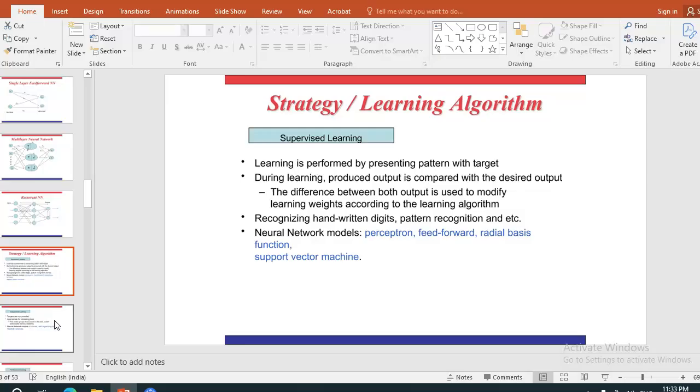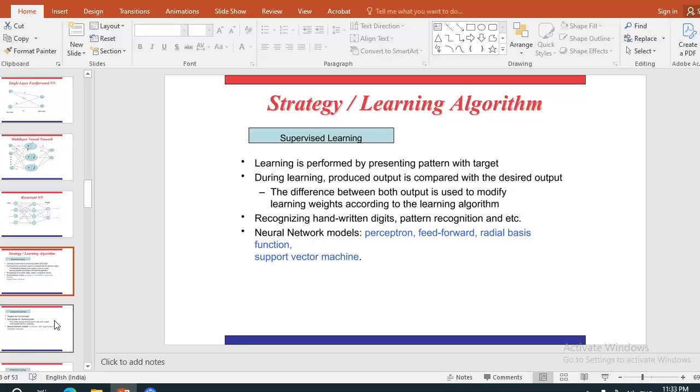In our syllabus, what we are going to study in supervised learning is the simple perceptron, then the adaptive linear neuron, and we are going to discuss the multi-layer Adaline, that is, adaptive linear neuron. Then finally, we are going to discuss back propagation networks. So, these are the different types of neural networks which we are using in the category of supervised learning.